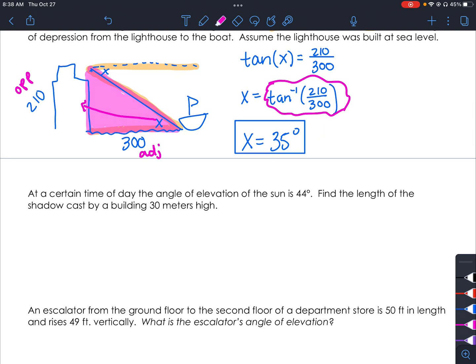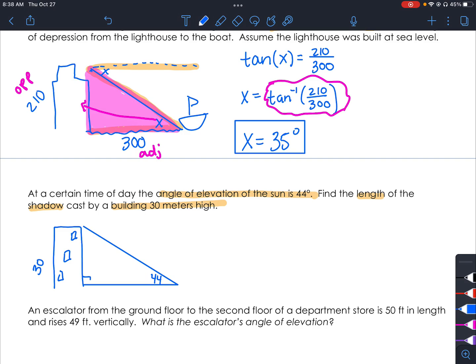At a certain time of day, the angle of elevation, so that's from the ground, is 44 degrees. Find the length of the shadow cast by a building that is 30 meters high. So we've got our building here. It's 30 meters high. And we've got the ground. We need it because the angle of elevation starts from the ground. That's 44 degrees. And it says find the length of the shadow.